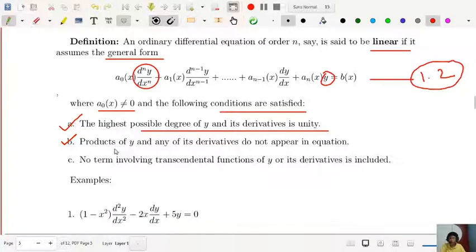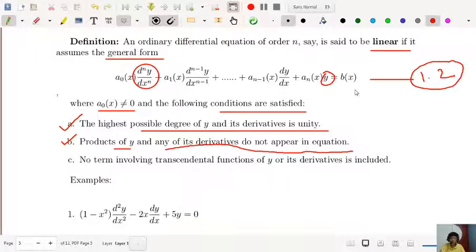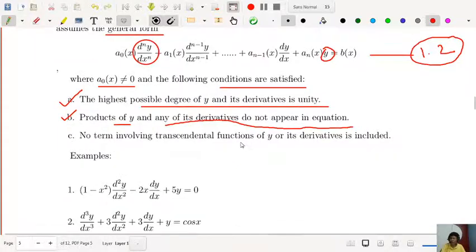Number 2, product of y and any of its derivative do not appear in the equation. Be careful. There should not be any product of y and derivative in the differential equation. Otherwise, it will be non-linear. So here in the example, you see there is no product of y and its derivative. It's a product of function of x and its derivative, product of function of x and y. So only function of x.